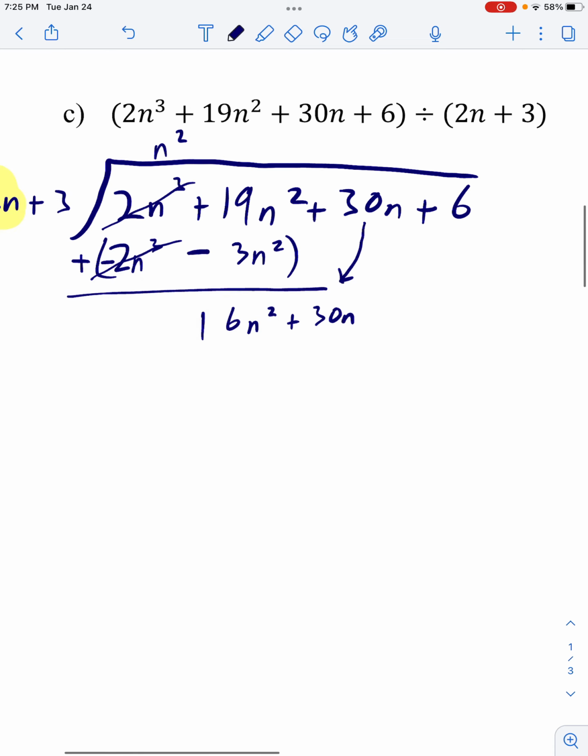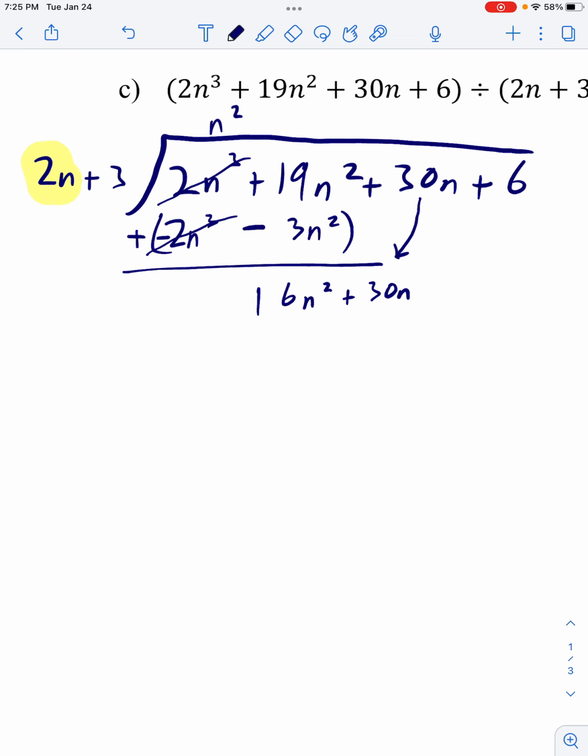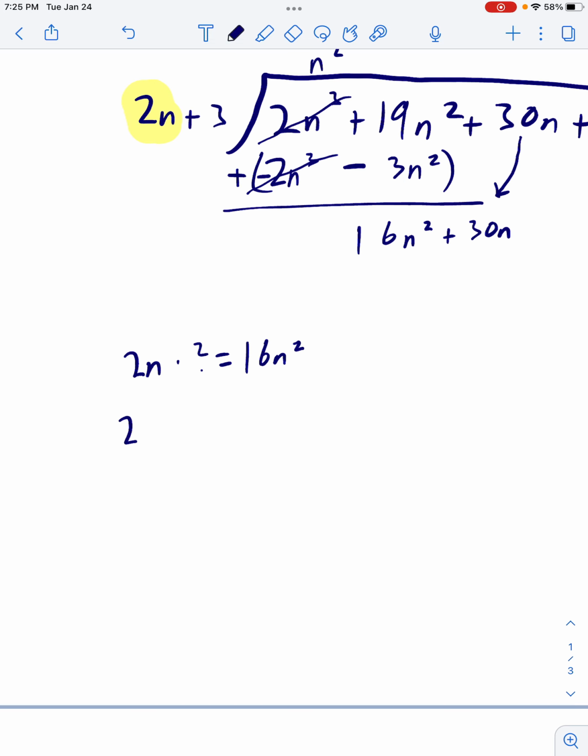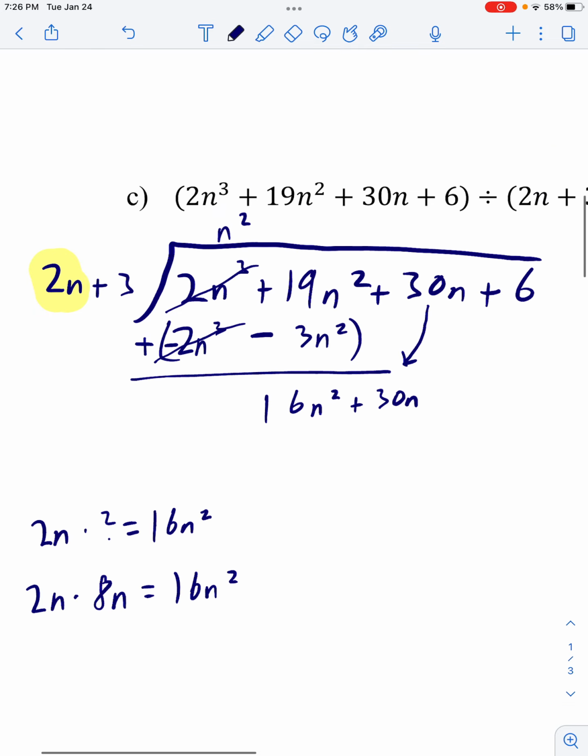All right. Now let's restart the process, okay? 2n, that lead term in the divisor, 2n times what equals 16n squared? That's what, 8n? 2n times 8n equals 16n squared, okay? So we're going to write plus 8n up here, all right? And then multiply everything in the divisor by 8n. So it's going to be 16n squared plus 24n, okay?